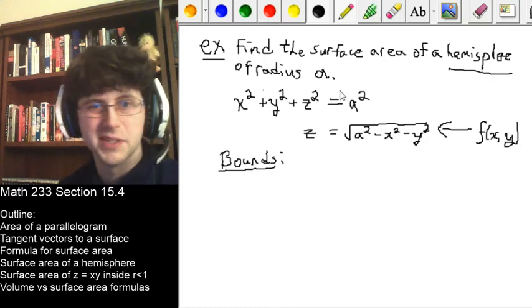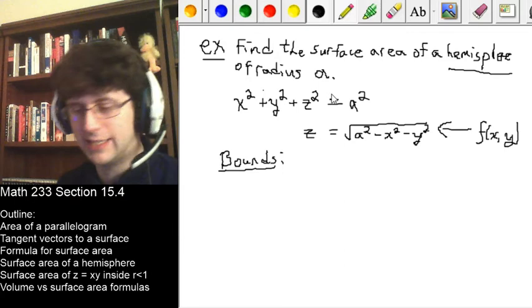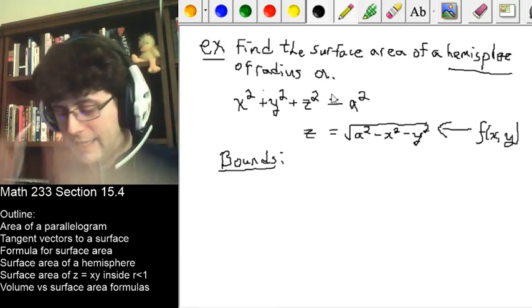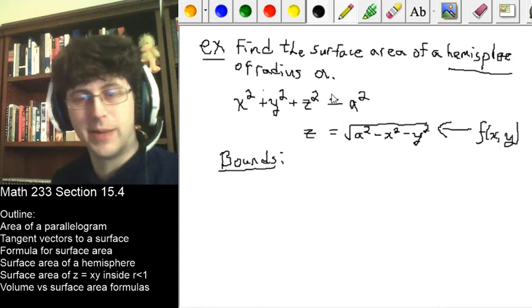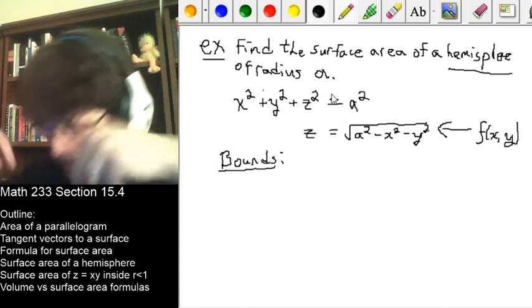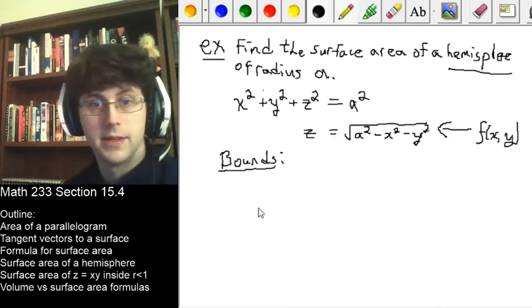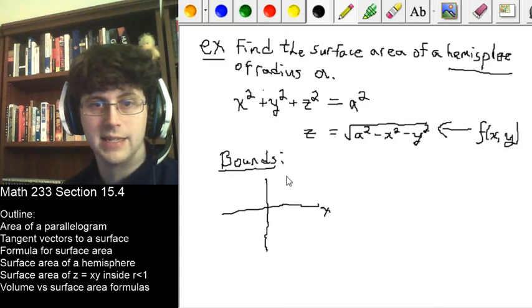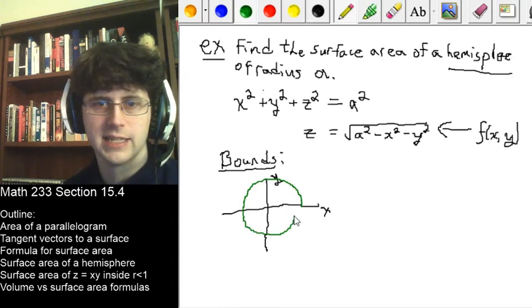What are the bounds for a sphere? Well, what you need to think about is if you looked down on the sphere from above and looked at what the widest part of it was on the xy plane. If you look down on a sphere, the biggest part of it on the xy plane is a circle. And that's what you should draw for your bounds, because the bounds happen in the xy plane. And the bounds for a sphere of radius a are going to be this circle of radius a.